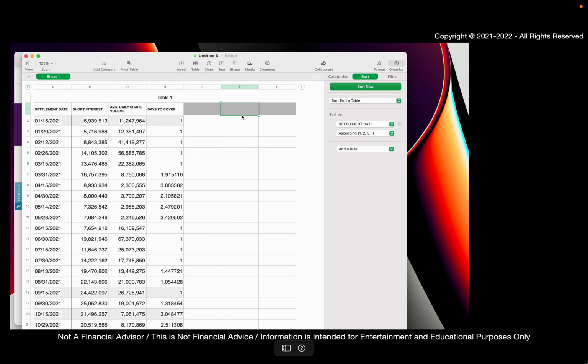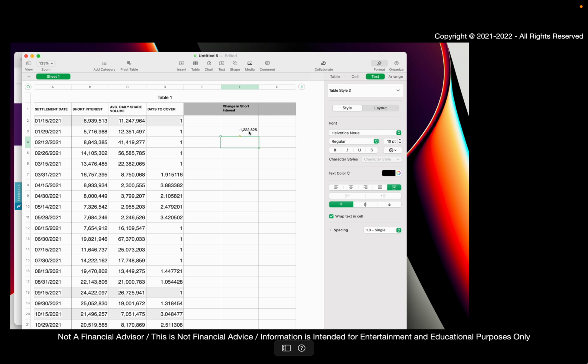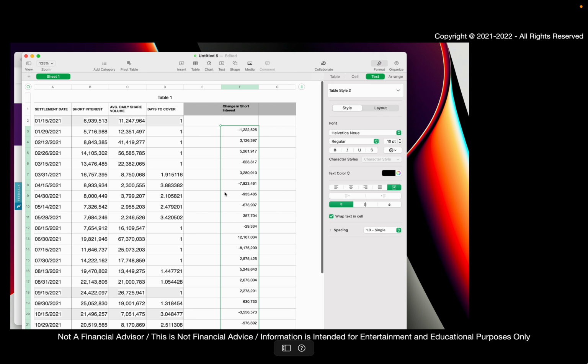Okay. Let's add a change in short interest. I like to look at the deltas, or the difference in short interest. So starting with the second piece of data, we'll take the short interest and subtract the previous short interest. This will just give me the change in short interest, and I'll bring that across the rest of the year. There's all the deltas.